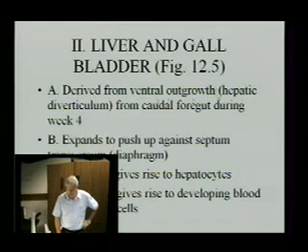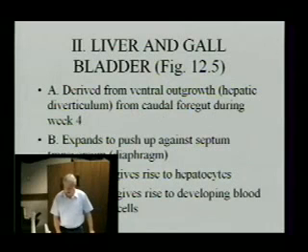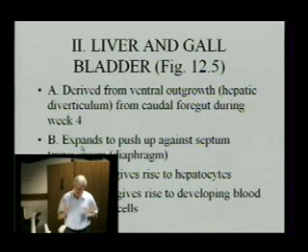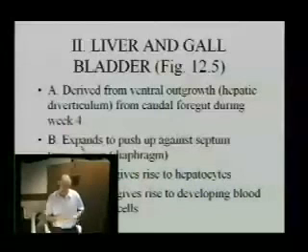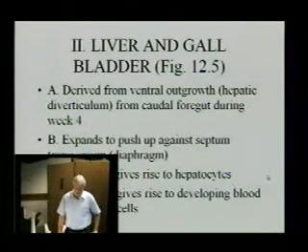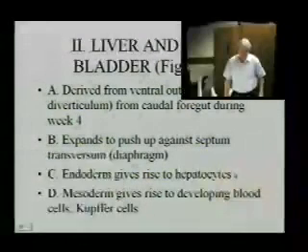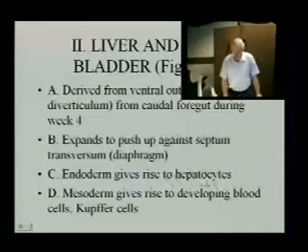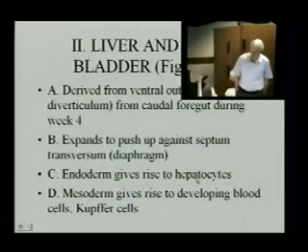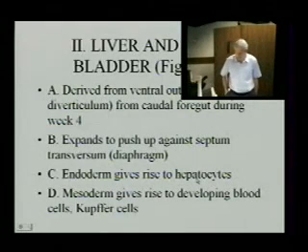So, derived from the ventral outgrowth, the hepatic diverticulum, we've seen that. It's from the caudal foregut during week 4. This expands and pushes out against the septum transversum, which contributes part of the diaphragm, the central tendon of the diaphragm, as we know. The endoderm gives rise to the hepatocytes. So the parenchymal cells of the liver indeed do originate from the endoderm.